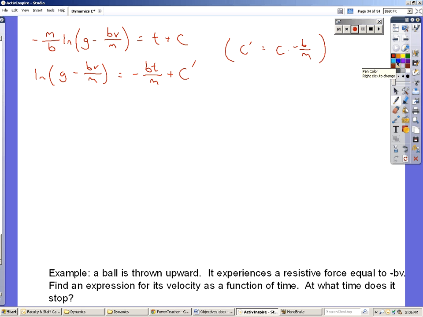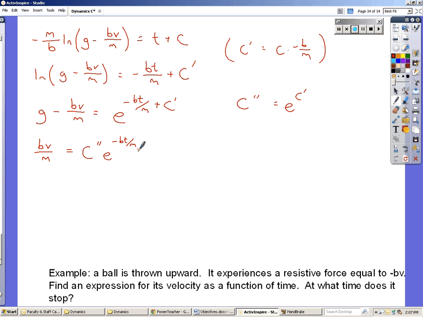Next step, we need to get v out of that log, so we're going to exponentiate both sides. That equals e to the negative bt over m plus c prime, and we're now going to make another constant, c double prime, which is equal to e to the c prime power. And so we get g minus bv over m is equal to c double prime e to the negative bt over m.